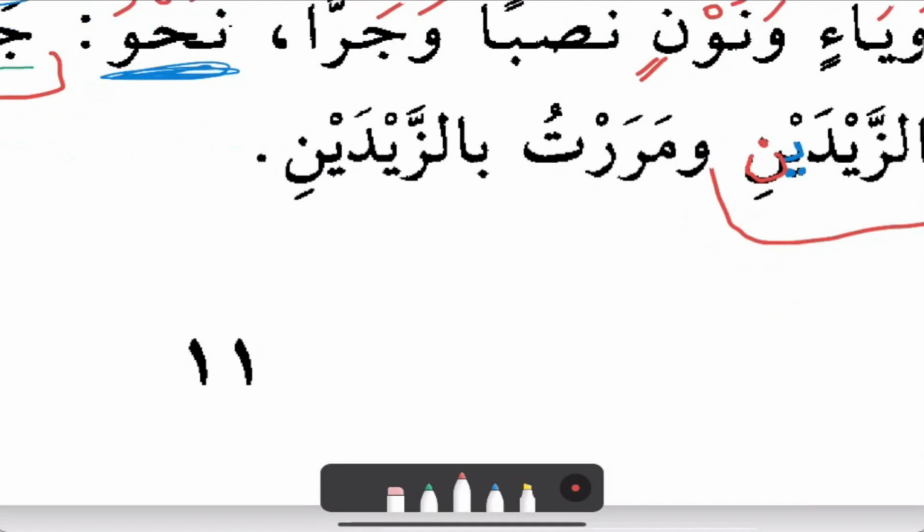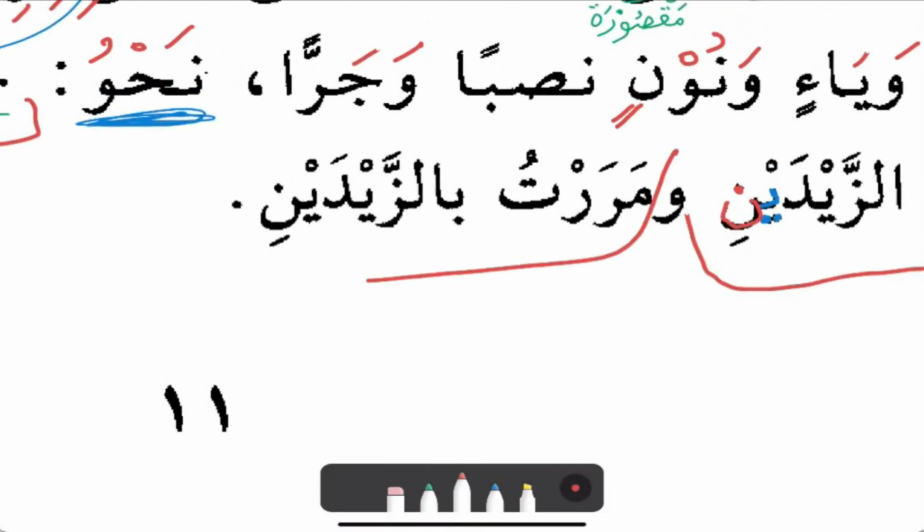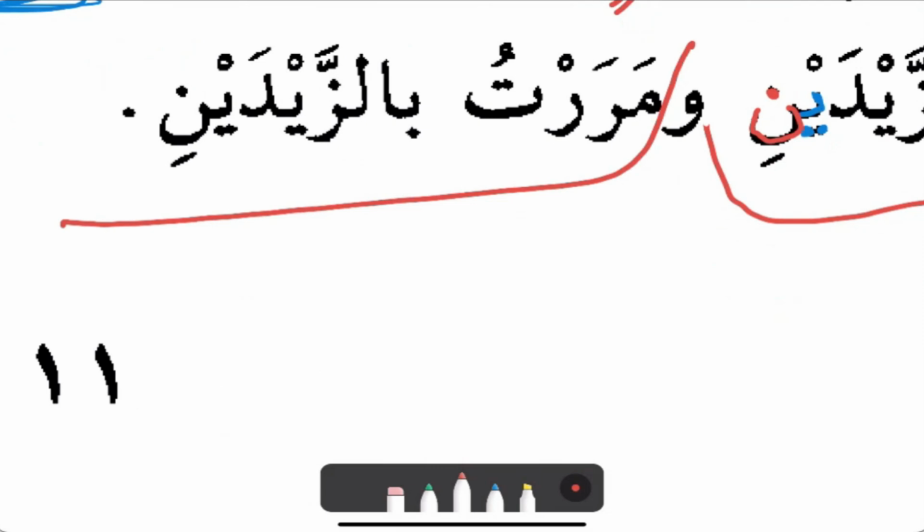ومررت بالزيدين, and I passed by the two Zaids. So let's do the i'rab for this sentence. Marartu. Marra. Here's the verb by itself. Marra. Originally you would say marara, like daraba. Marara. But since the last two letters are the same here, they got merged. Yani, a fatha went away. We lost a fatha, since there was three fathas. Marara. Now there's only two. Marra. A fatha disappears and two ra's merge together. Marra. But when the pronoun comes, the ra's break apart again. So you say marartu.